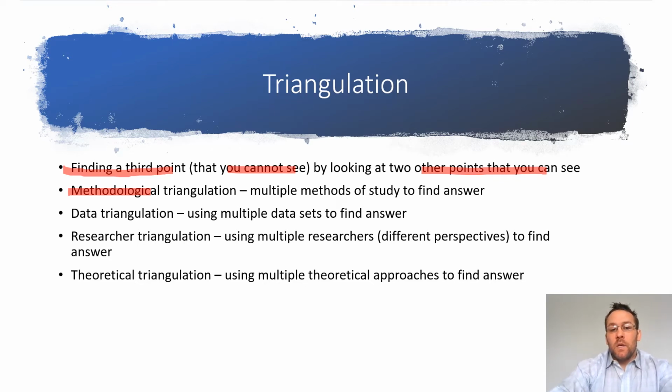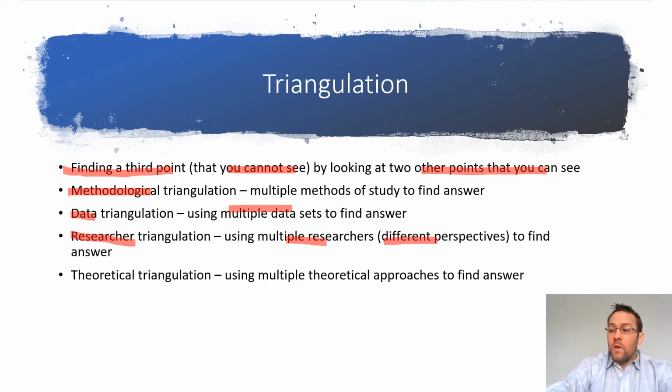Data triangulation, you're using multiple sets of data in order to find the answer. We won't worry too much about that in this class. Researcher triangulation, so you use multiple researchers, and those researchers might have different perspectives to find the answer.